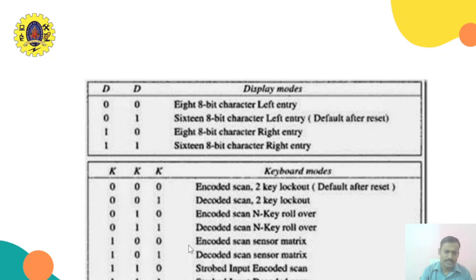And look at this, 100 is encoded scan, sensor matrix. 101 is decoded scan, sensor matrix. 110 is strobed input, encoded scan. And 111 is strobed input, decoded scan. So we have two types, encoded and decoded, and then different modes of operation: 2-key lockout, N-key rollover, sensor matrix, and strobed input. These have different combinations.